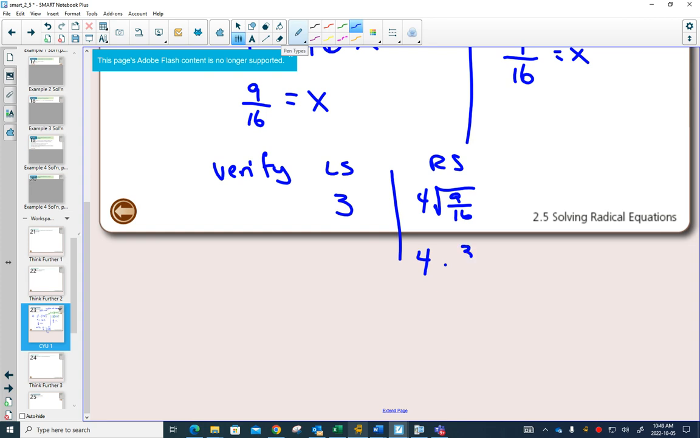So square root of 9 is 3. Square root of 16 is 4. This would be 4 over 1. These 4s would simplify. And that is what verify means. We plug it into the left side. We plug it into the right side. We work separately on those sides to see if they're equal in the end. So now we know that 9 over 16 works.